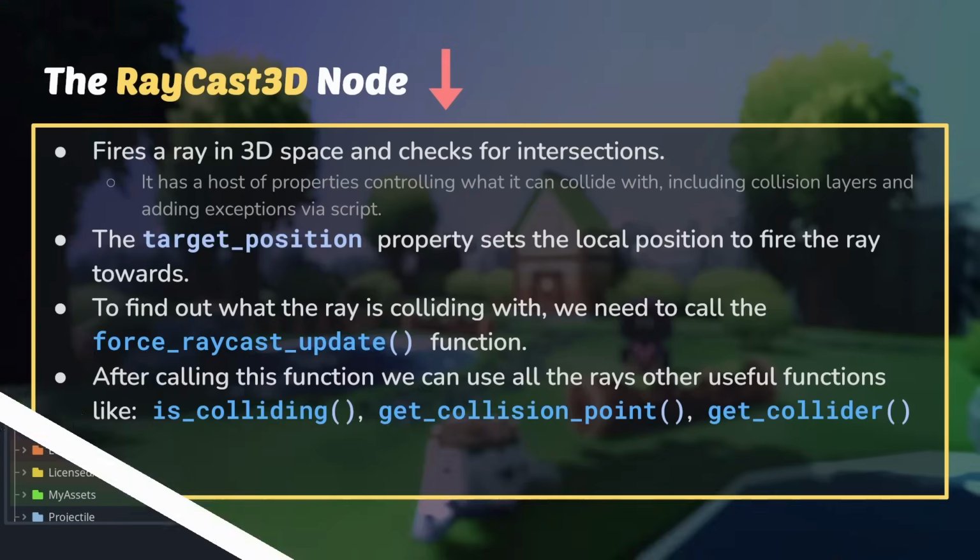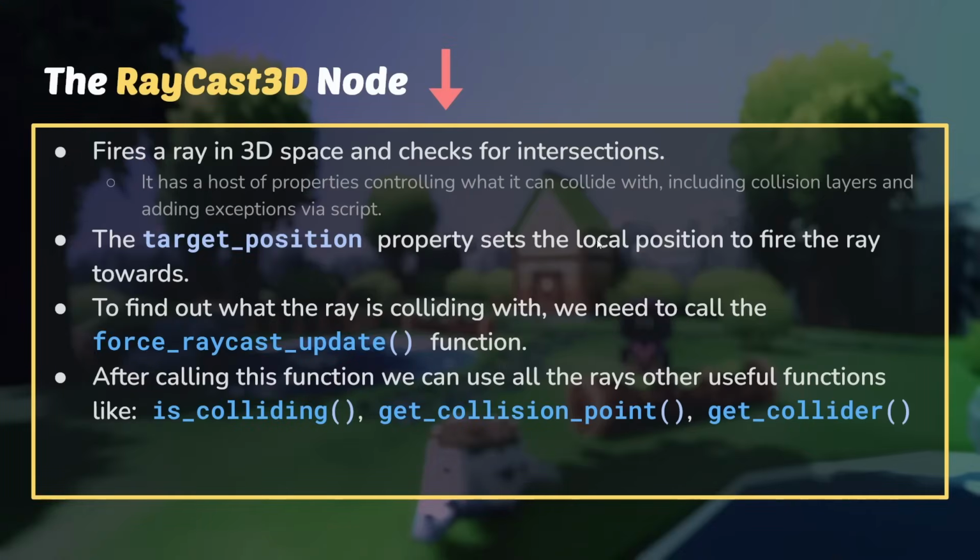And now we have our projectile and a script, let's talk a little bit about what a RayCast node can do. So a RayCast node fires a ray in 3D space, and it can check if there's any objects in the way of that ray, and tell us any intersections that happen along its path. It has a bunch of properties that control what the ray can collide with. So we can set its collision layer, and that will only hit objects that are in the same collision layer.